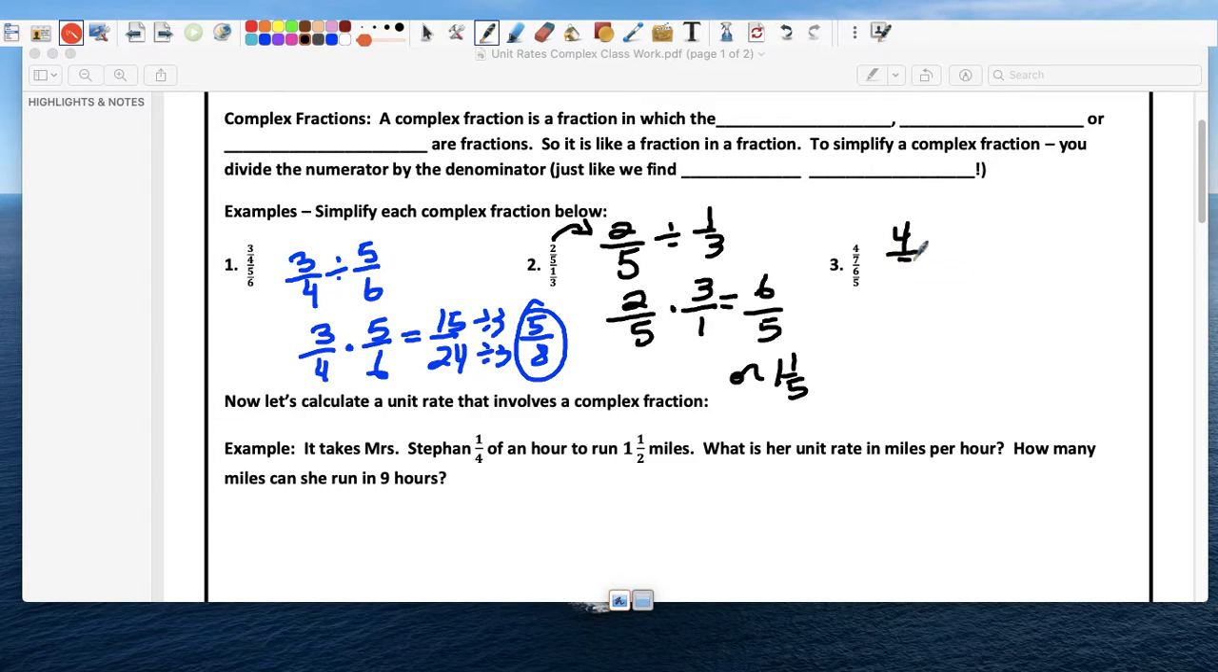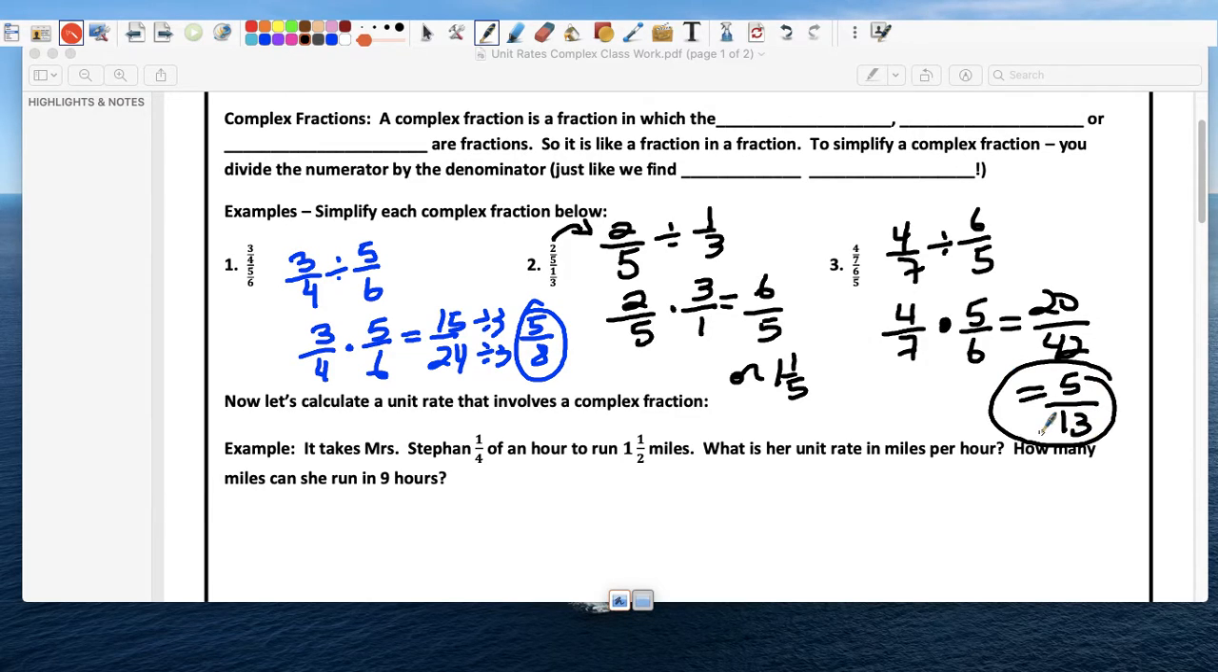Last one, 4 over 7 divided by 6 over 5. We're going to change it. 4 over 7, division becomes multiplication, and 6 over 5 becomes 5 over 6. Multiply, 4 times 5 is 20, 7 times 6 is 42. We can divide by 4, and that's 5. Divide by 4 here is 13, so final answer, 5 over 13.